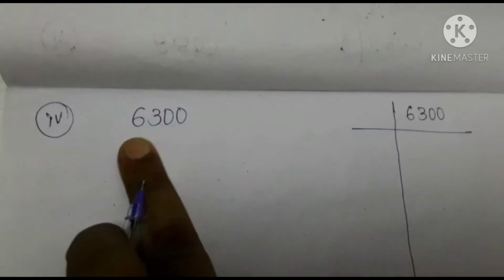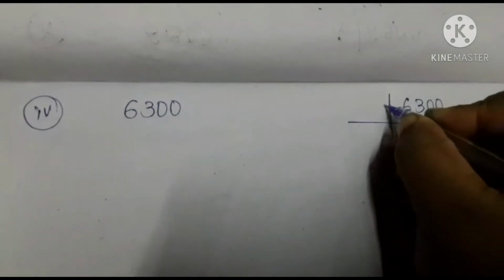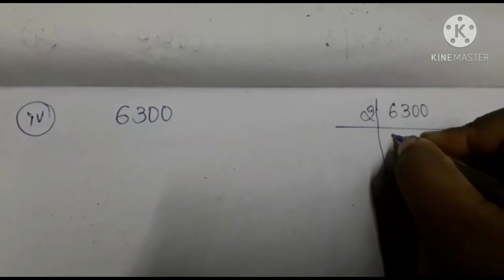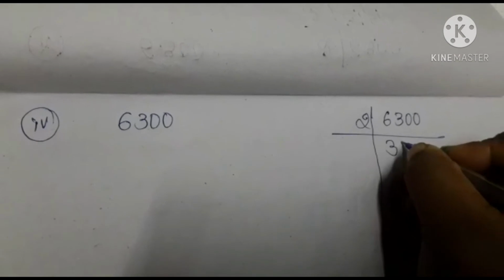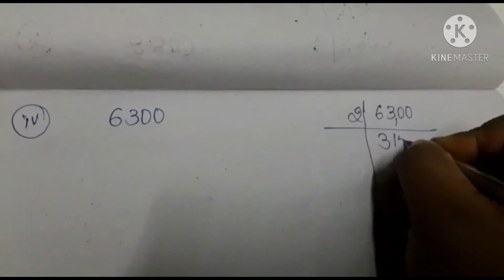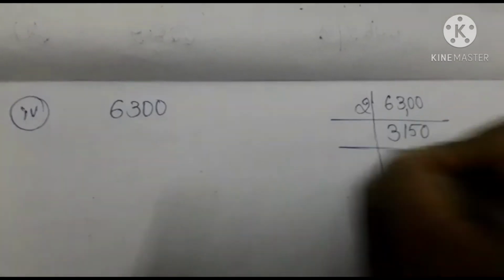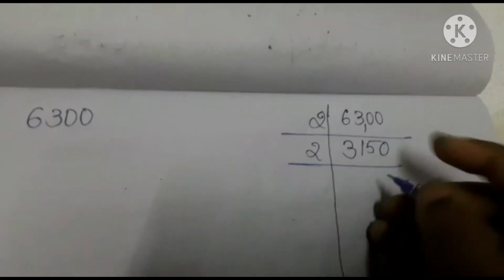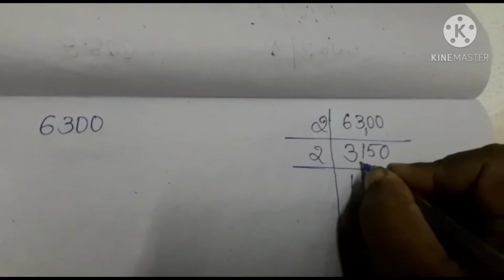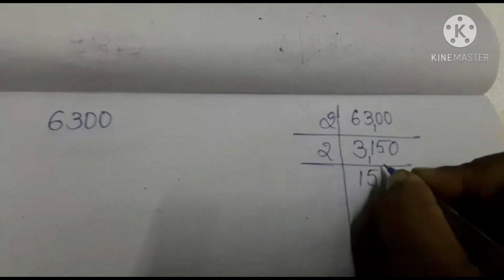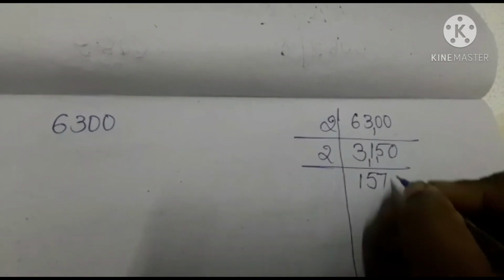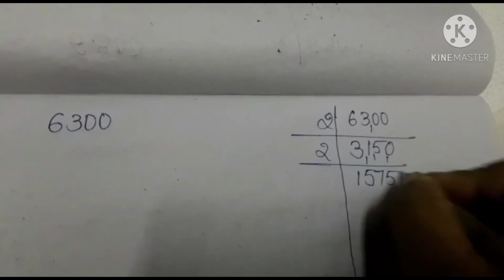Now fourth one, 6300. First you take the first prime number 2. 2 3s are 6. 2 1s are 2. Carry 1. 2 5s are 10. 0. 2 1s are 2. Carry 1. 2 5s are 10. Carry 1. 2 7s are 15. Carry 1. 2 5s are 10.